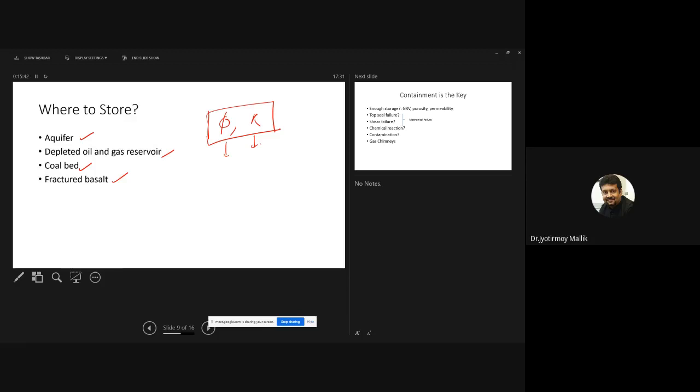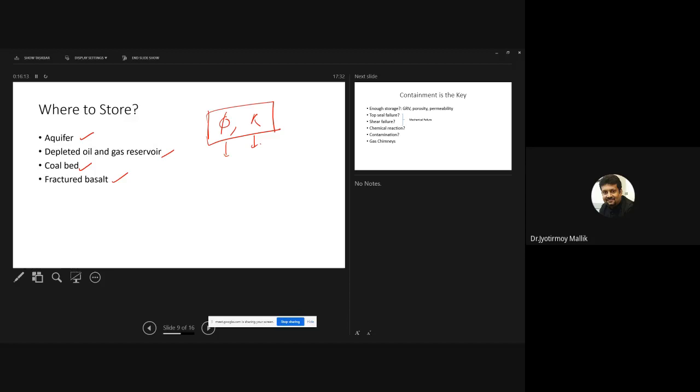So hence we are targeting these aquifers, depleted oil and gas reservoirs, coal beds, or fractured basalt because they have intrinsic porosity and permeability. For example, fractured basalt doesn't have a lot of primary porosity or primary permeability, but it has fracture permeability, right? Because it is fractured. So there also maybe you can store CO2.